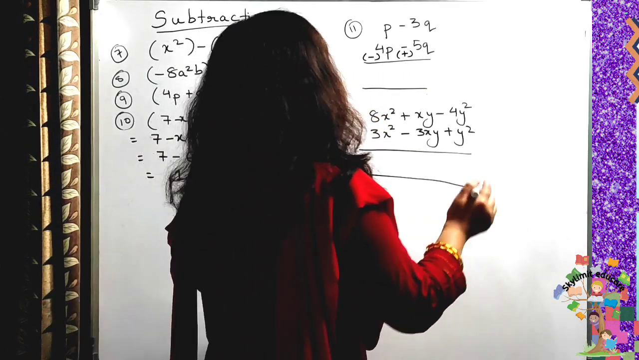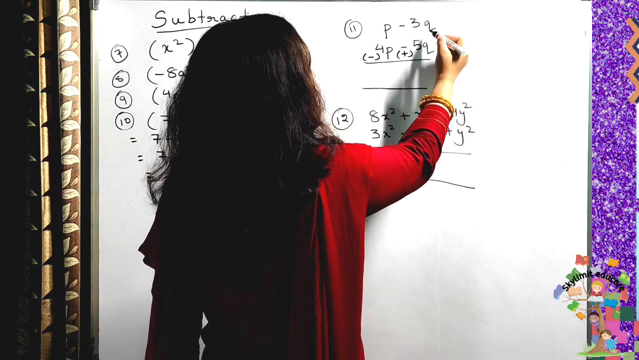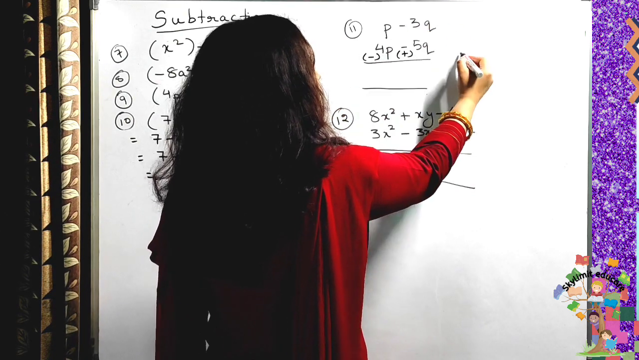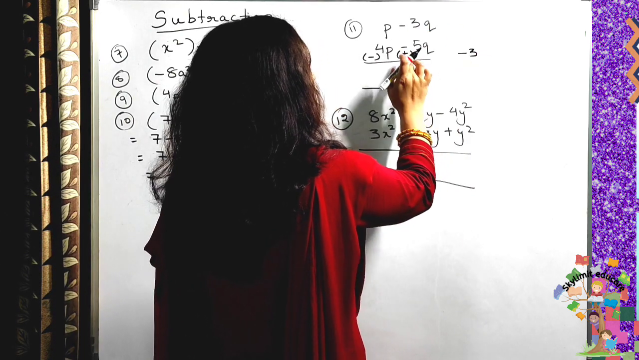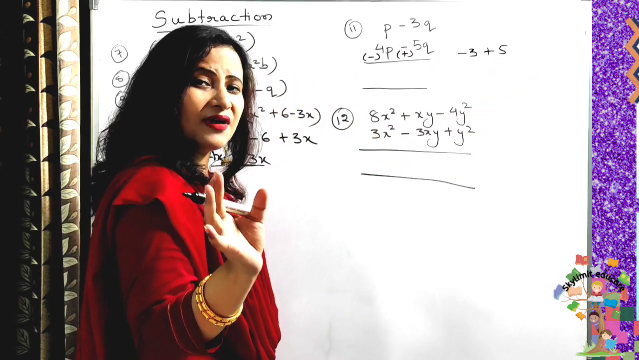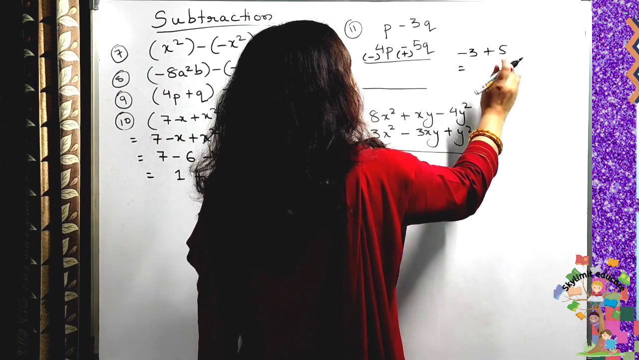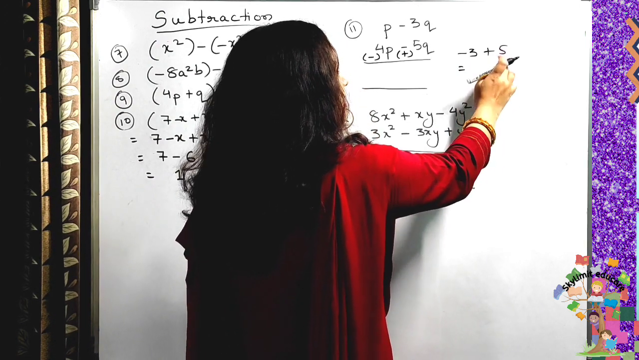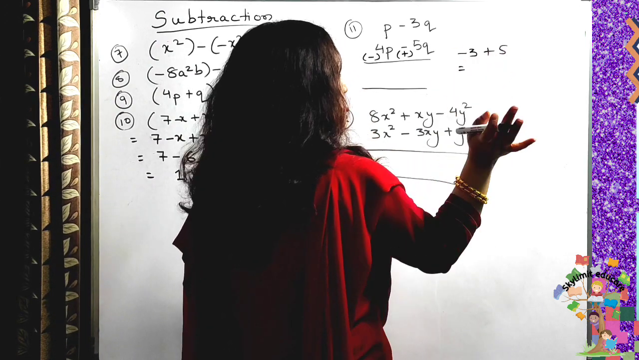Okay. So now just see these two are like terms, q. So it is now what? Minus 3. You just write the number part. Minus 3 and this has become what? Plus 5. So now you see this is positive, this is negative. If one is negative, one is positive, subtraction you will do.